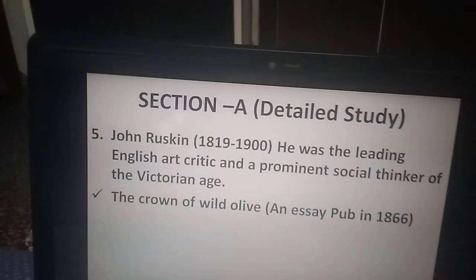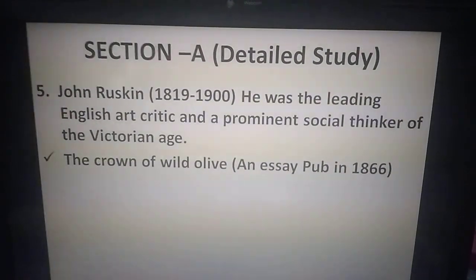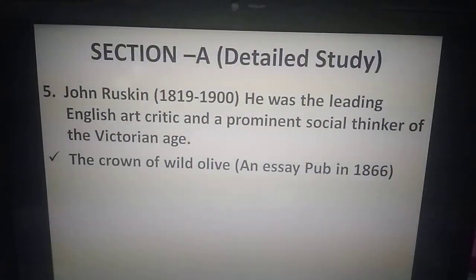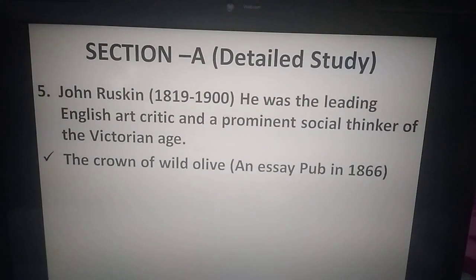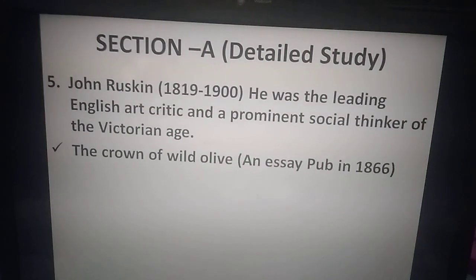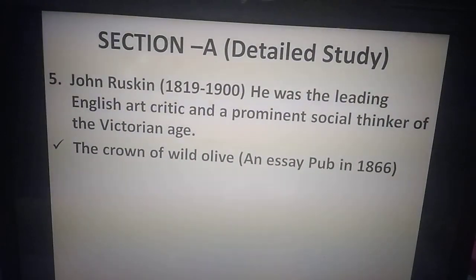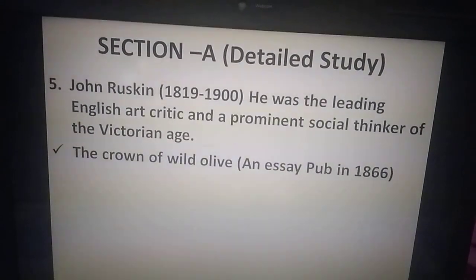The next author is John Ruskin. He was born in 1819 and died in 1900. He was a leading English art critic and a prominent social thinker of the Victorian age. We have a single essay of his in our syllabus, The Crown of Wild Olive. It was published in 1866.